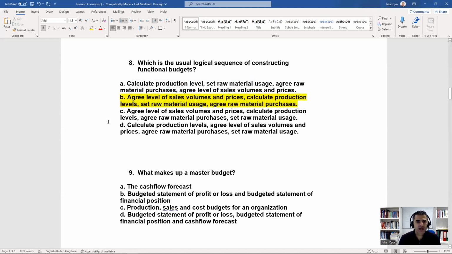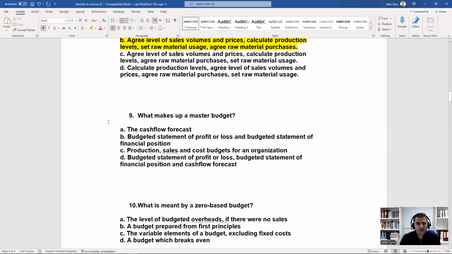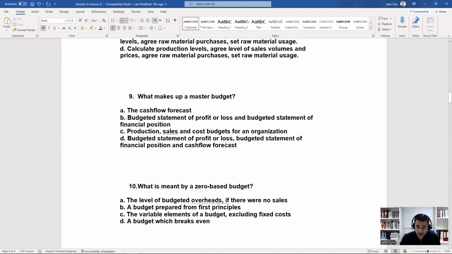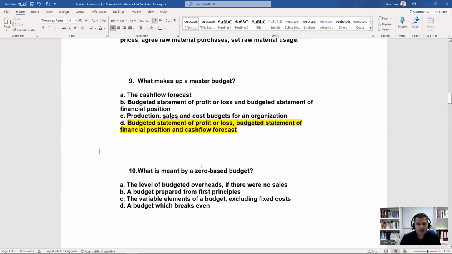Yeah, it is B. What makes up a master budget? A master budget consists of a statement of profit or loss, a statement of financial position, and also the cash flow statement. So that is the master budget. Right, okie dokie.